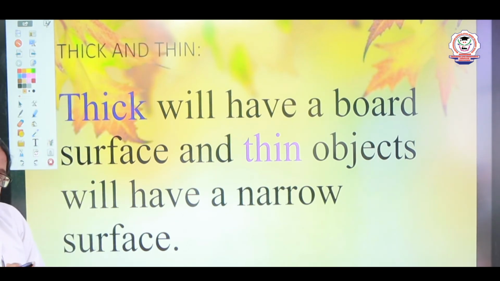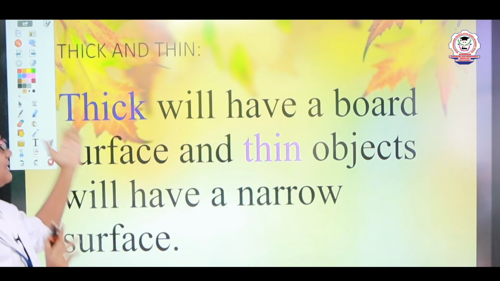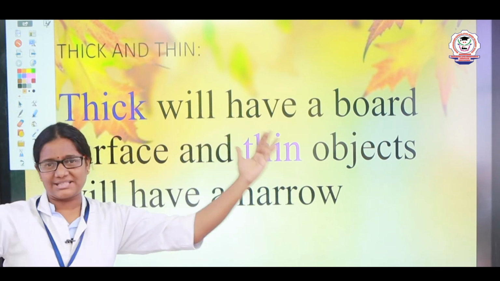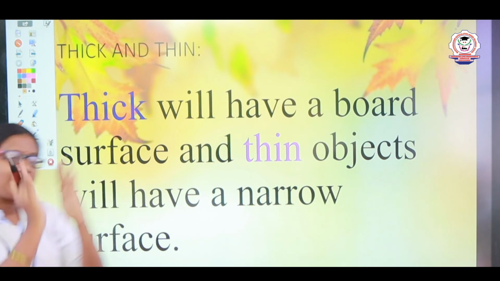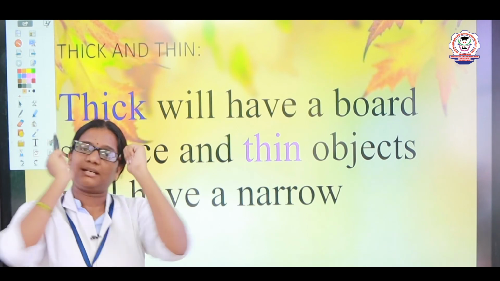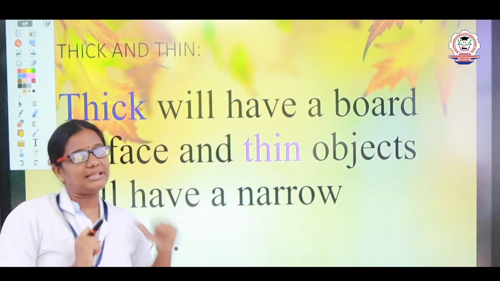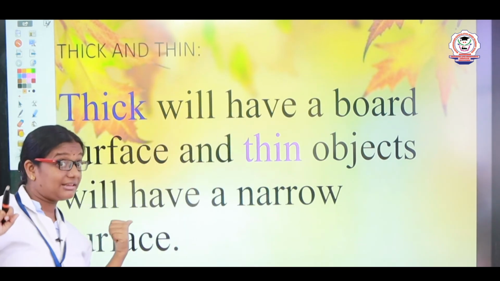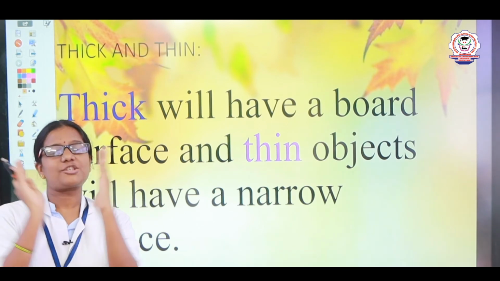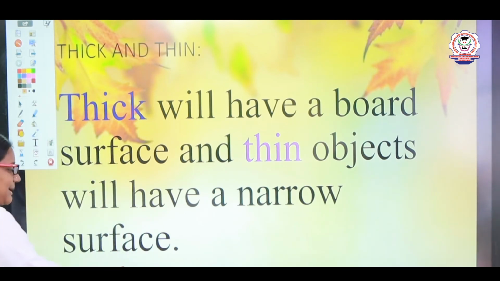Children, what is thick and thin? It is nothing but the thick one will have a broad surface. It will have a big surface. But the thin one will have a narrow surface. It will have a smaller surface. That is the difference between thick and thin. What is thick? It will have a broad surface. But thin will have a narrow surface, a short surface. Okay. Shall we see some examples?